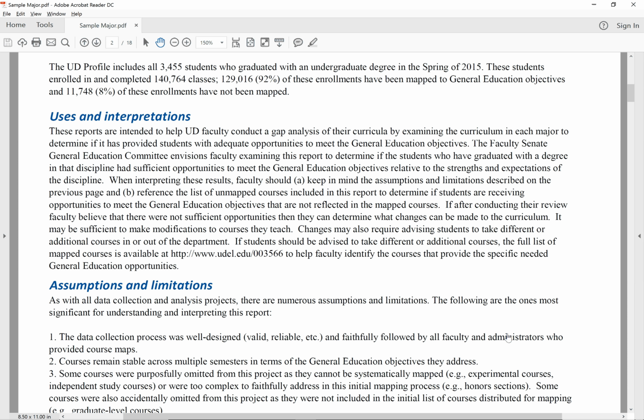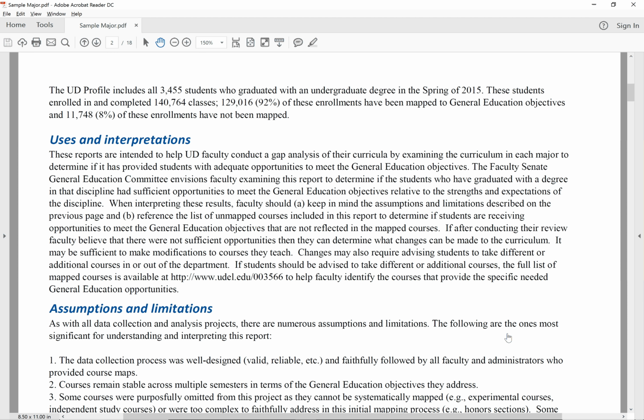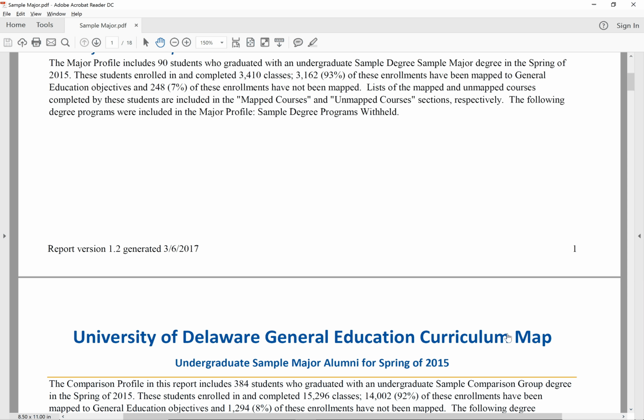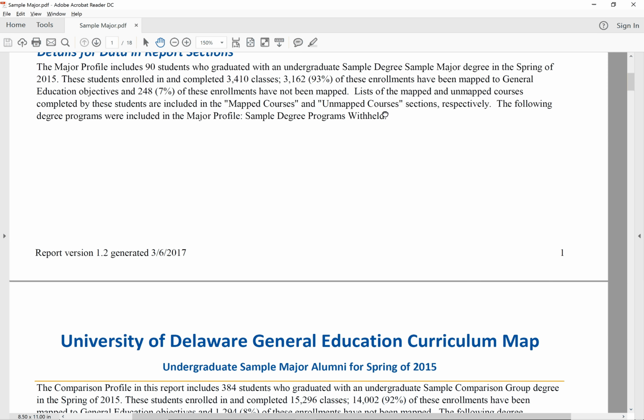If I'm satisfied with those answers, and let's say that I am, then next I'll have questions about the accuracy of the report. I would want to know if the correct programs and majors are included in this report. This sample report does not include this information, but the real reports include a list of the specific major codes that are included in this report. Next, I would want to know if the right number of students are included.